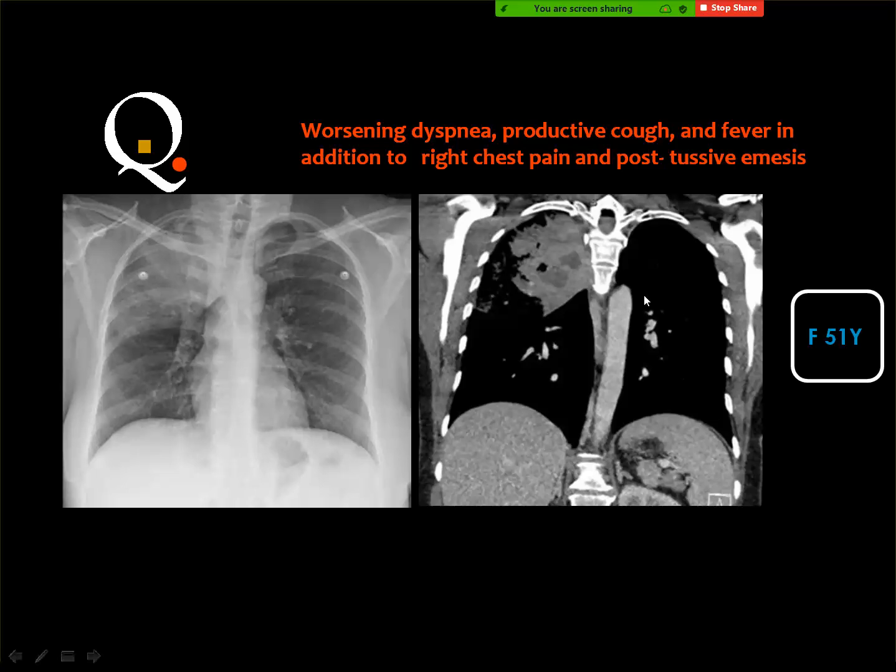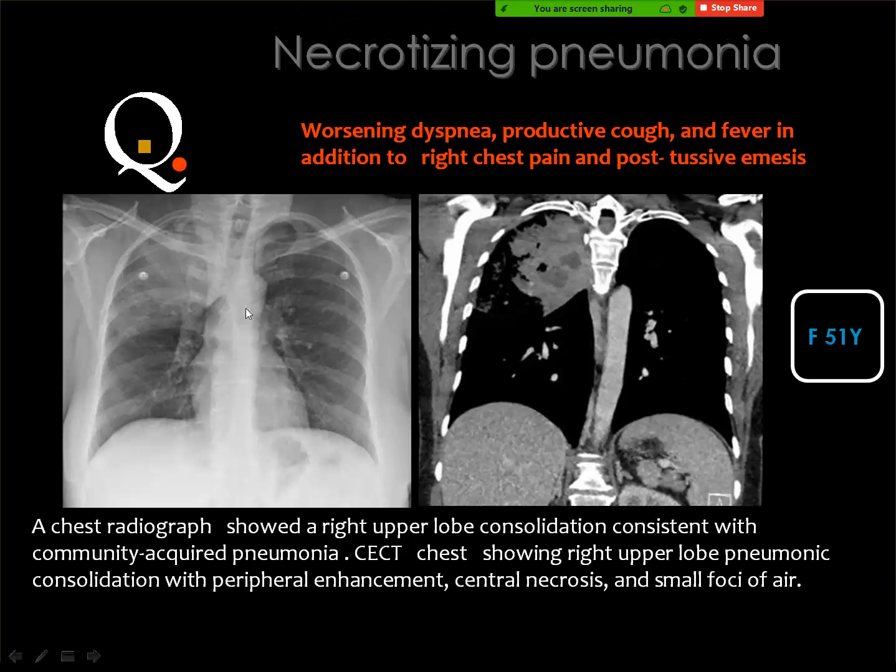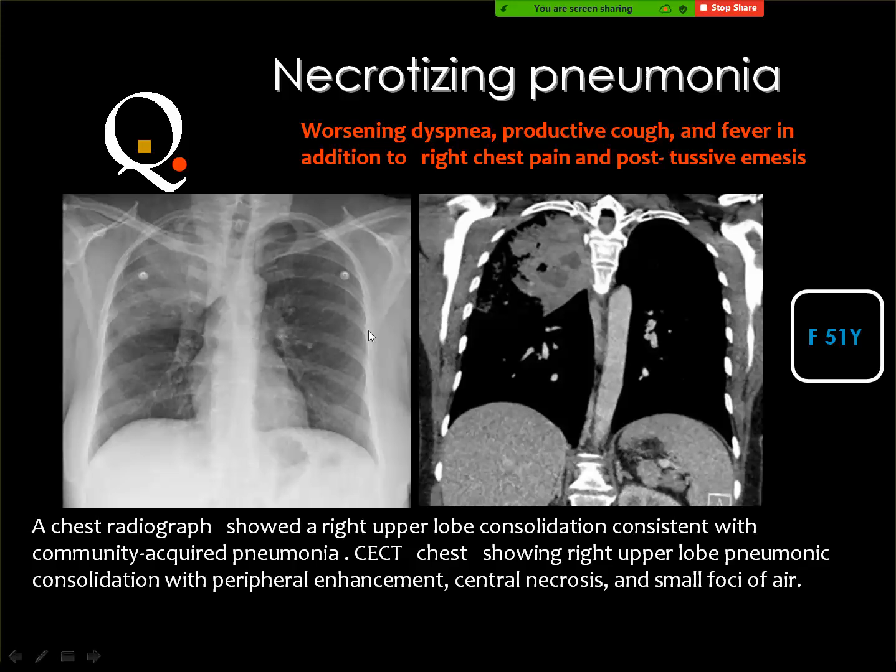And this is not a Pancoast tumor. This is a consolidated area with central breakdown and some air loculi inside. This is infection. And the pneumonia which develops central cavitation is known as necrotizing pneumonia.